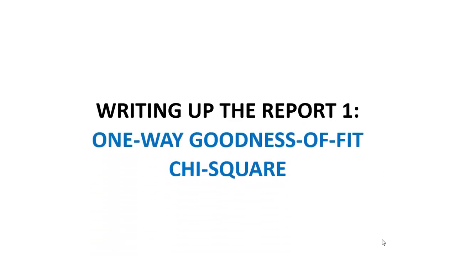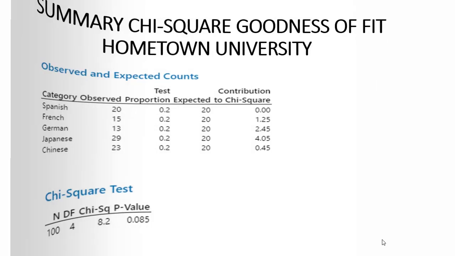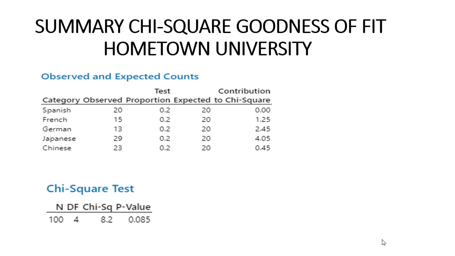Okay, so now it's time to discuss how to write the report when we do a chi-square test. So we're going to start with the one-way goodness of fit chi-square. Now here is the little summary of what we got when we were analyzing hometown university. So we had a little summary of the observed values as opposed to the expected values, and the result of the chi-square test. Okay, so the important thing here to remember is going to be the degrees of freedom, the number of course, and the p-value.